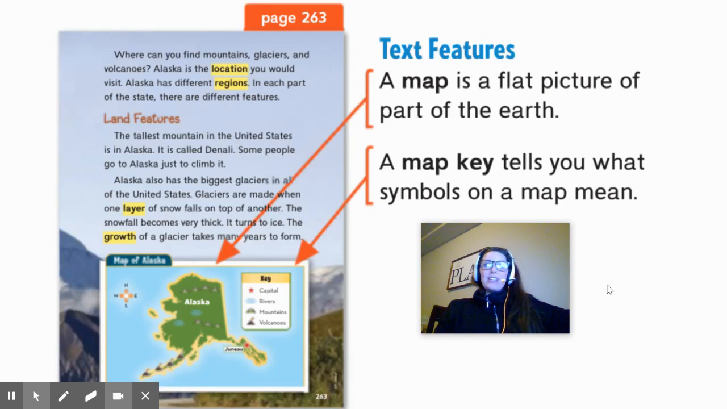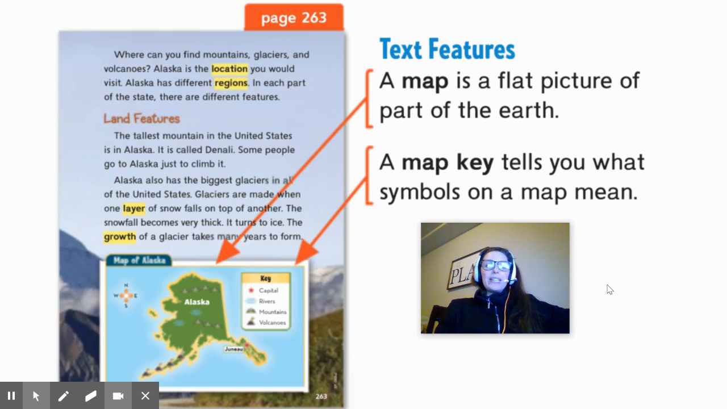Speaking of text features, let's look at an example. On this page to the left, you can see that there is a map. A map is a flat picture of part of the Earth. In this case, it is showing us a map of Alaska. A map key tells you what symbols on a map mean.